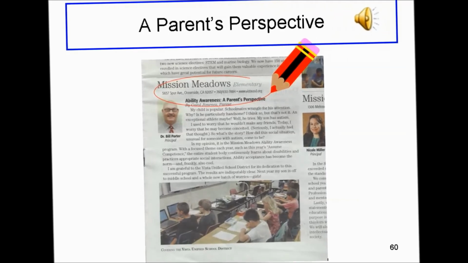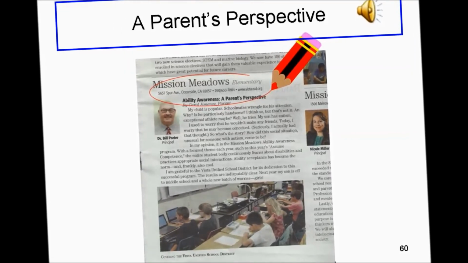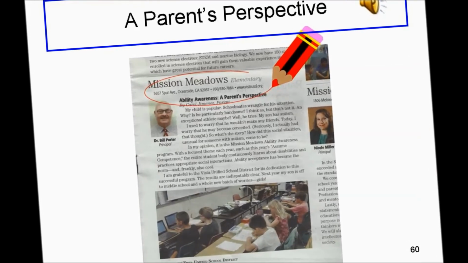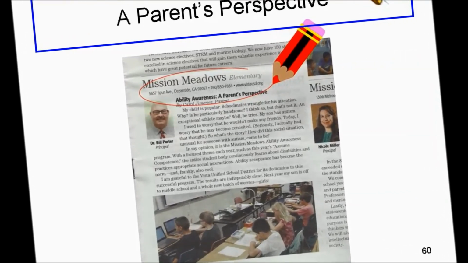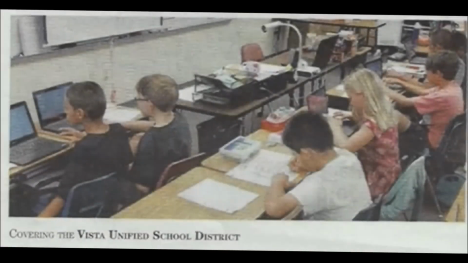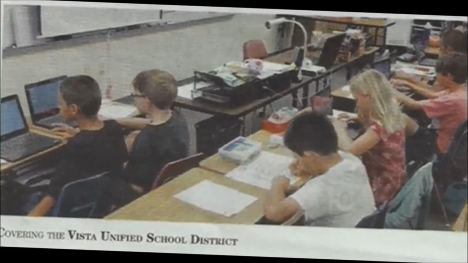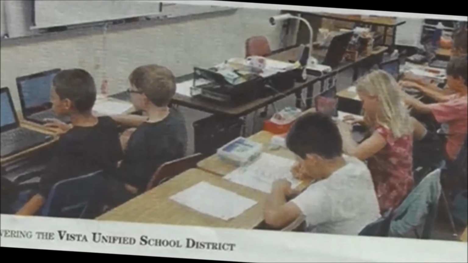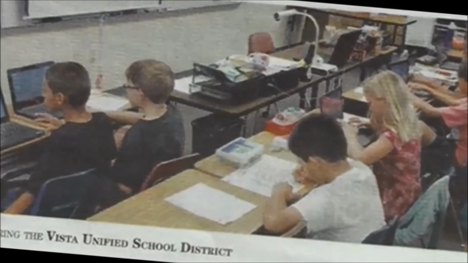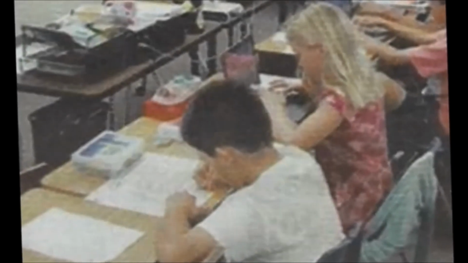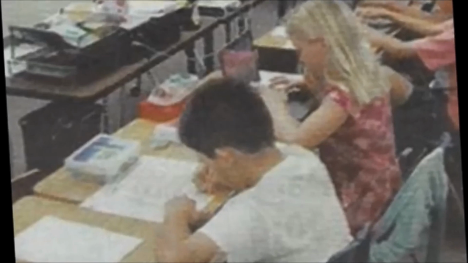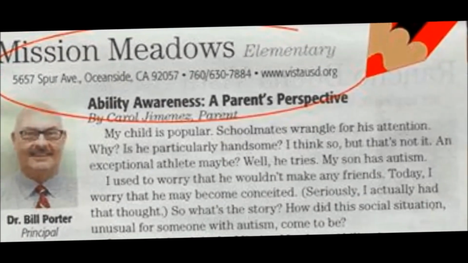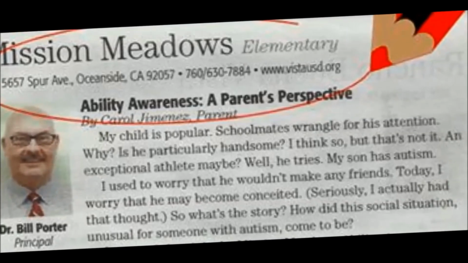My child is popular. Schoolmates wrangle for his attention. Why? Is he particularly handsome? Well, I think so. But that's not it. An exceptional athlete, maybe. Well, he tries. My son has autism. I used to worry that he wouldn't make any friends. Today, I worry that he may become conceited. Seriously, I actually had that thought. So what's the story? How did this social situation, unusual for someone with autism, come to be?